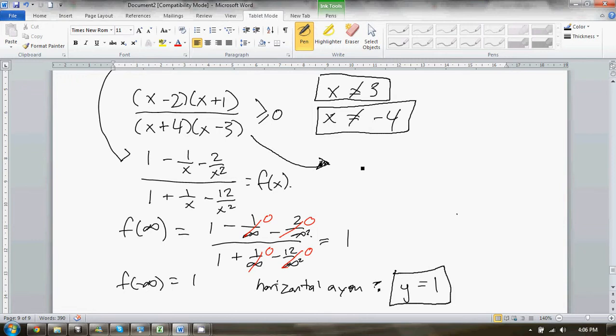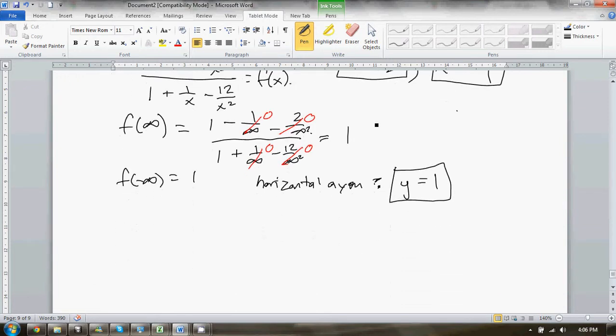Our x-intercepts are 2 and -1. That's just looking up here at these two brackets, you just find the two roots of them. The roots are 2 and -1. So these are our x-intercepts.